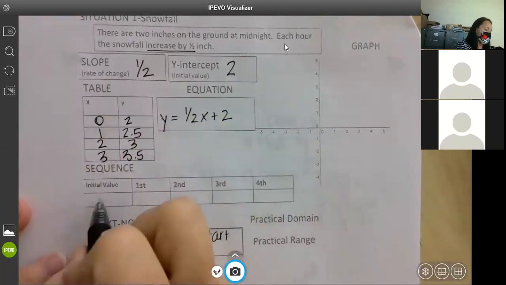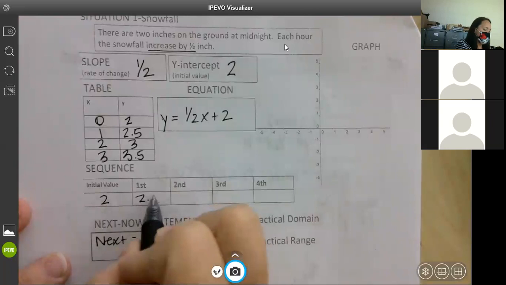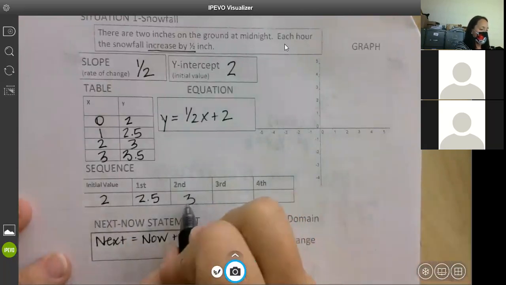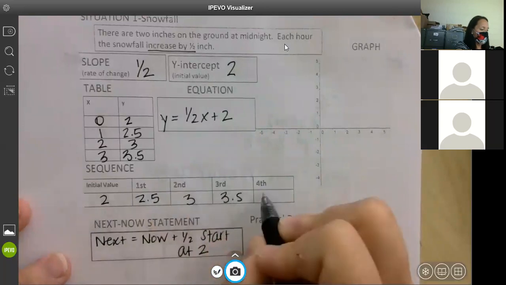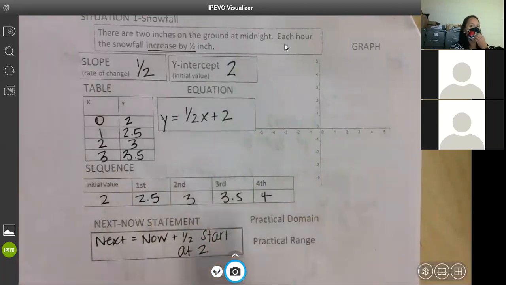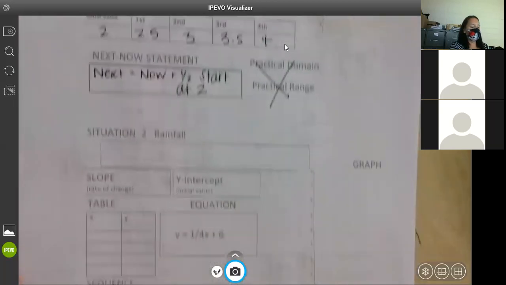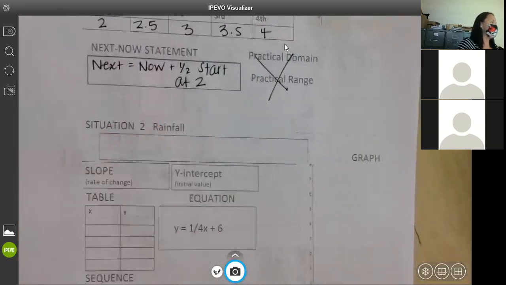The initial value is 2. At the first hour, we have 2.5. At the next one, we would have 3, 3.5, and 4. I'm not going to make you keep doing that, and I'm not going to do practical domain and range. Okay? So no graphing, no sequence, no practical domain and range. All right, so now they don't give you the situation. I'm not going to make you write a situation. You're not going to have to do that, so we're not going to worry about that.